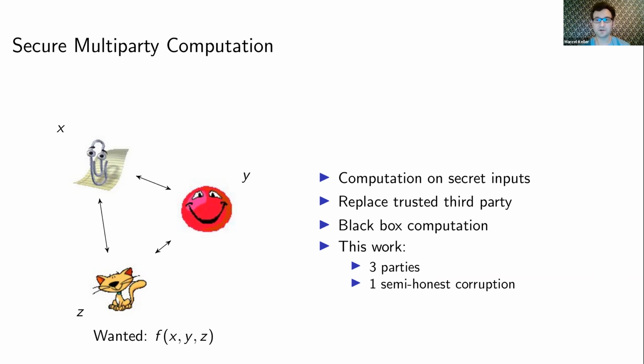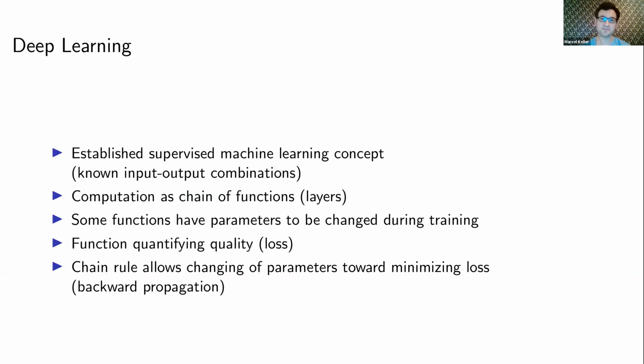In this work, we're going to have 3 parties and 1 semi-honest corruption. That means that essentially every party can look at their information and derive nothing from it, but all parties are expected to follow the protocol. So that's the cryptography side. Now we go to the machine learning side.